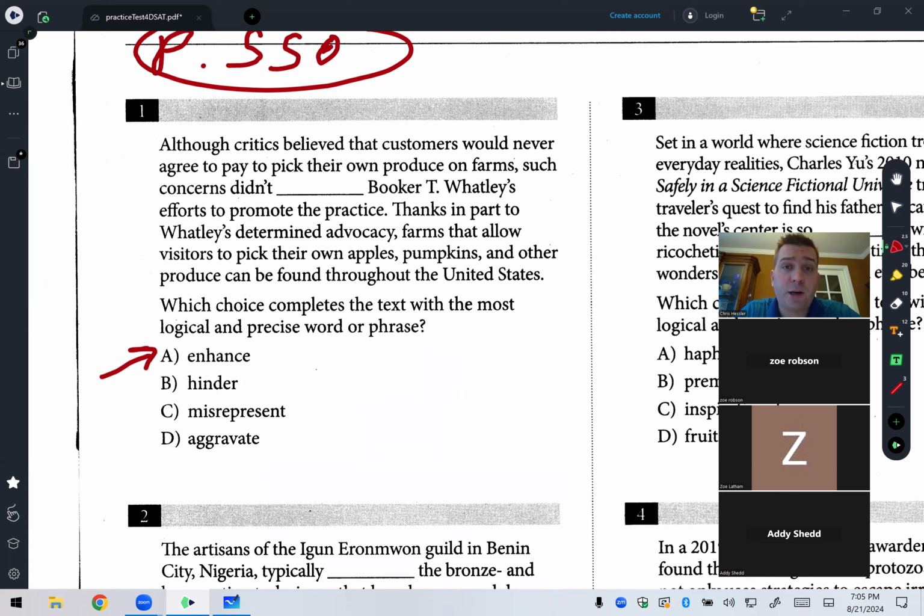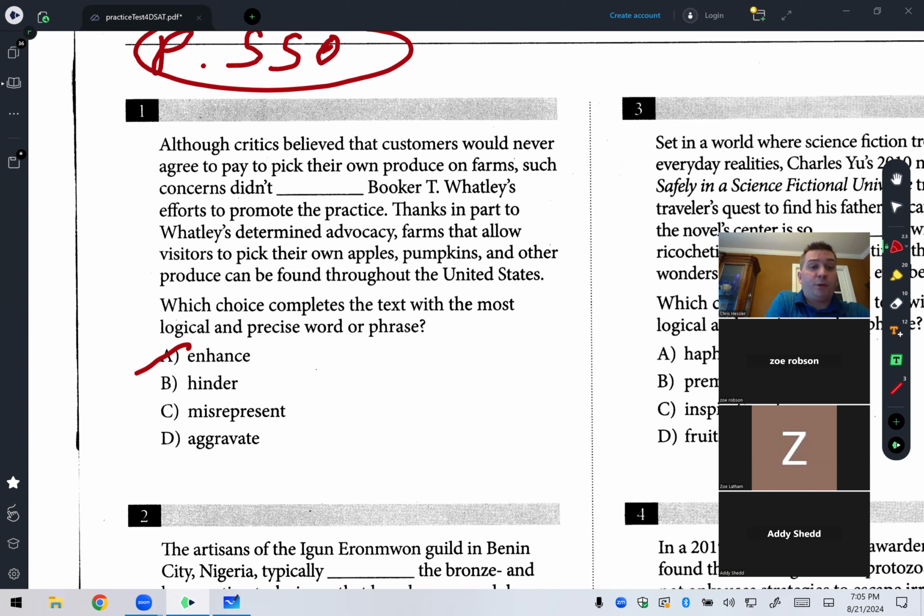Although critics believe the customers would never agree to pay to pick their own produce on farms, such concerns didn't enhance Booker T. Whatley's efforts to promote the practice. So that doesn't make much sense. I'm going to cross off A. Let's try hinder. Maybe hinder makes more sense here. Although critics believe the customers would never agree to pay to pick their own produce on farms, such concerns didn't hinder Booker T. Whatley's efforts to promote the practice.